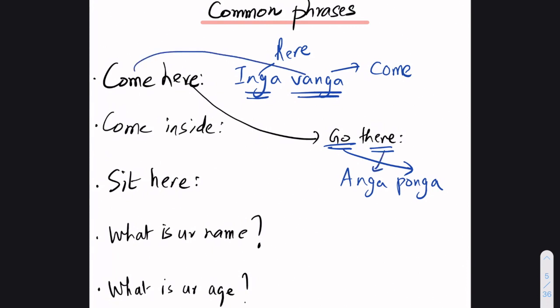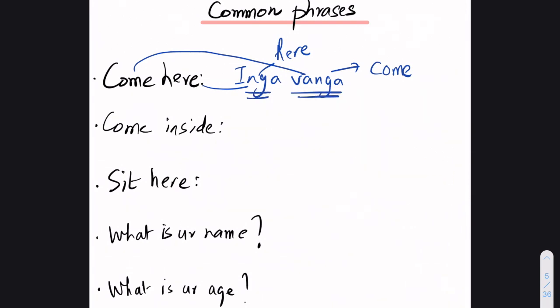So come means vaanga. Here means inge. So just go the opposite way. Anga ponga means go there. Inge vaanga means come here. Okay. Be very clear about these things. It's very, very important to know these things. Come inside means ulle vaanga. Ulle means inside. Again, we use the term vaanga to denote respect for the patient.